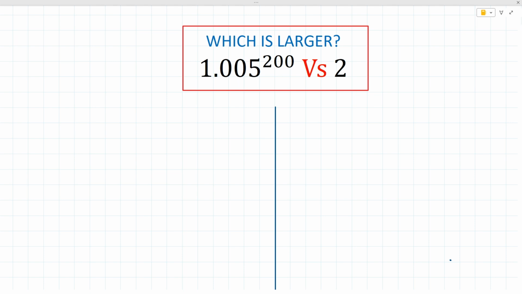Today we look at this very cool problem. Which number is larger, 1.005 to the power 200 or the number 2? Now this has a couple of really cool math tricks, so I recommend you stick around and see how we can solve this question. Let's jump right in.